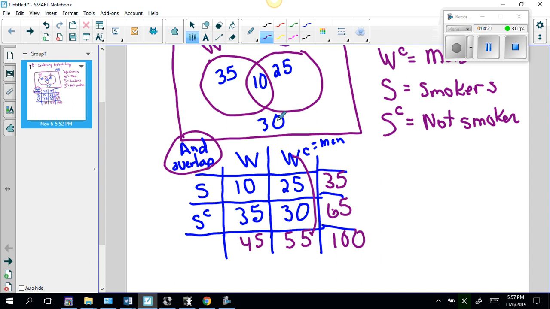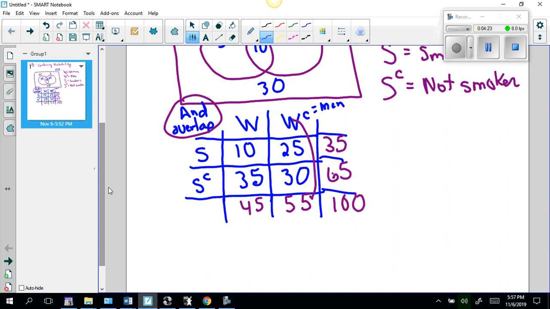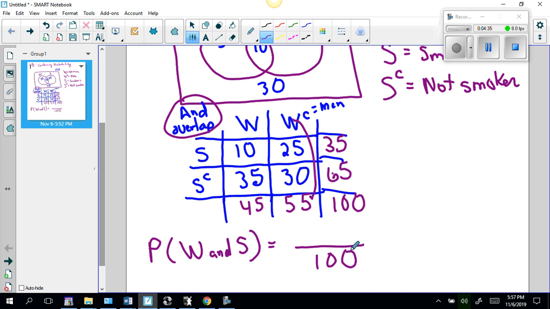This thing is awesome. So I can ask you probability questions now, and then we can score a whole bunch of points. What's the probability of women and a smoker? Well, you go, well, there's 100 people. So women and smokers is 10. Reduces to 1/10, or 0.10. Great question. Ask me any AND question you want.